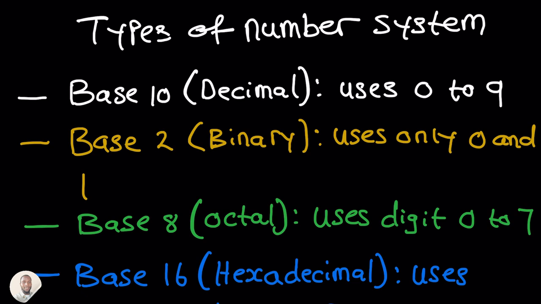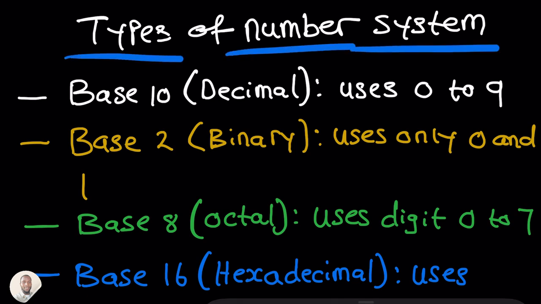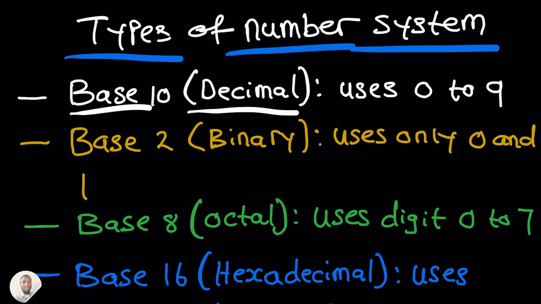This leads us to the subtopic, types of number system. The first type we have is base 10. It's also known as decimal. And base 10 uses digits from 0 to 9. When you reach 9, you carry over back to what? 10. Similarly, we have base 2 as a type of number system.